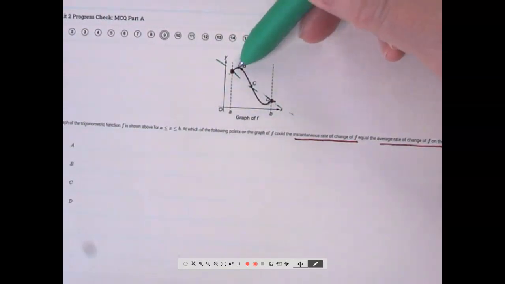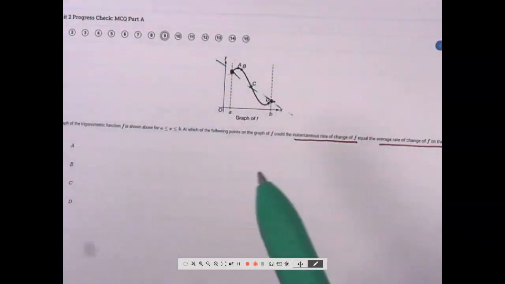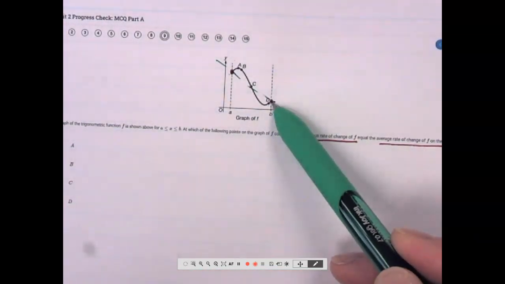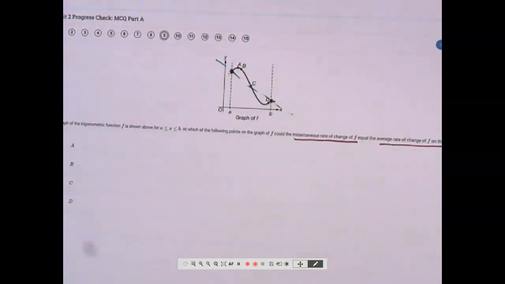It's definitely not A. What's the slope at A? 0. It's definitely not D. Why? D is positive. So that knocks it down to B or C. So imagine drawing a tangent line at B, and a tangent line at C. Which one would be slanted just like this one?